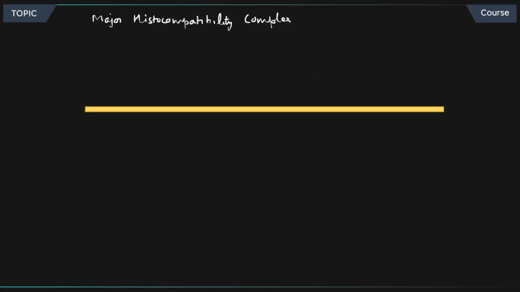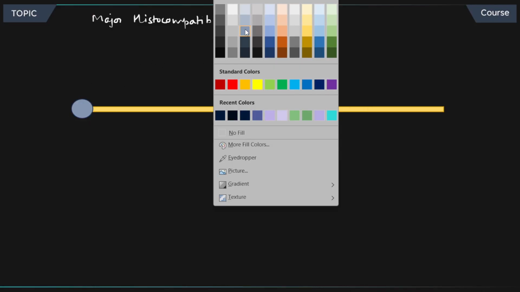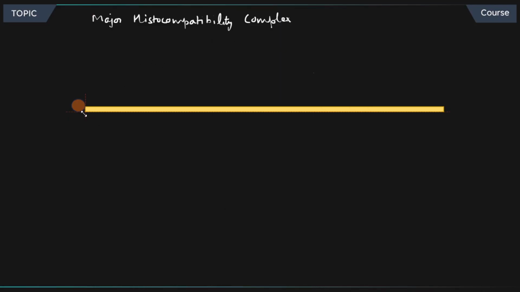So let me also create the centromere. For that I need a round circle. It's not very easy to create these kinds of illustrations. Anyways, this is the centromere of the chromosome, and that's the arm of the chromosome. Chromosome number 6. Remember that number for the major histocompatibility complex, also known as MHC.